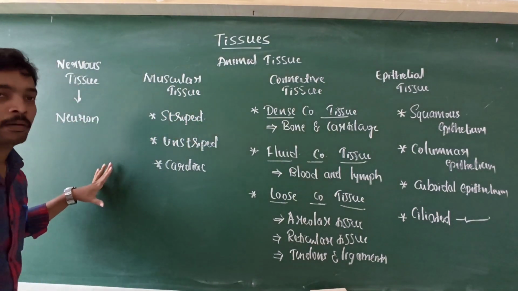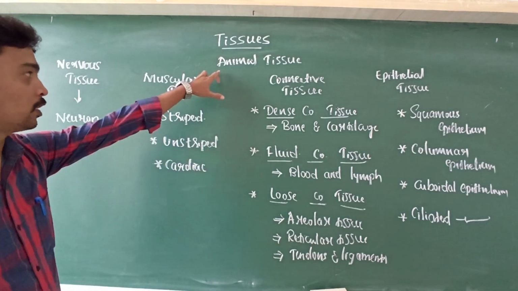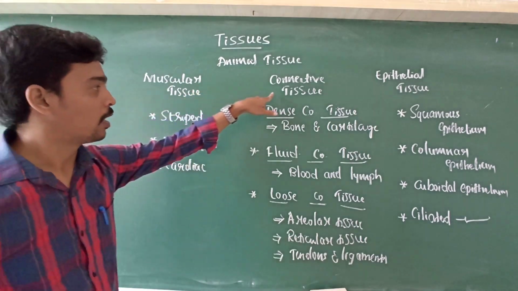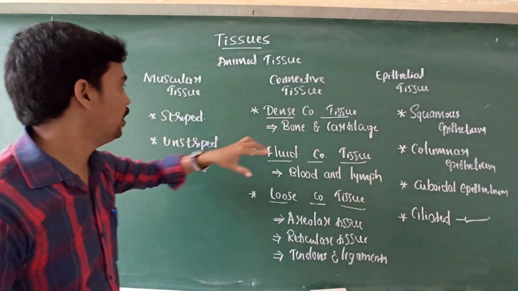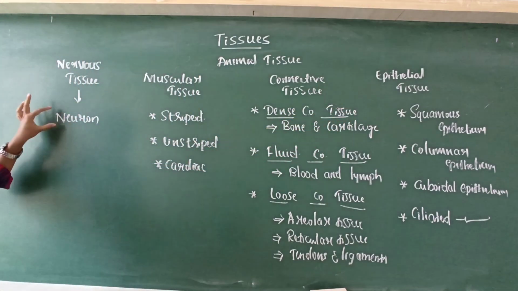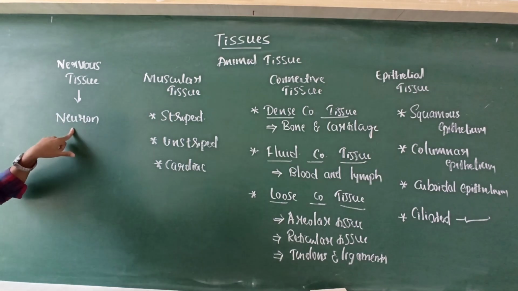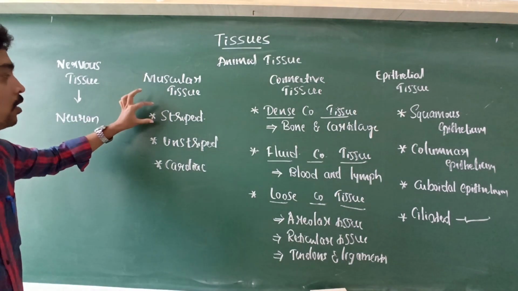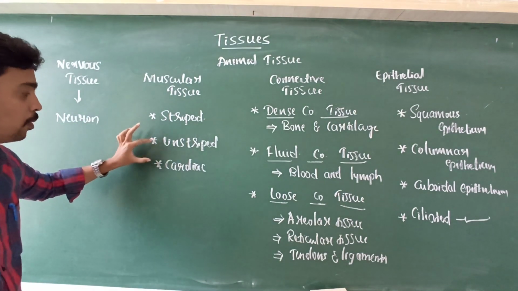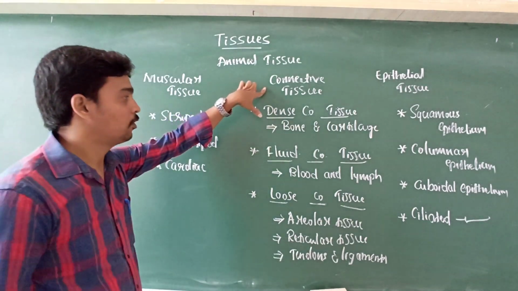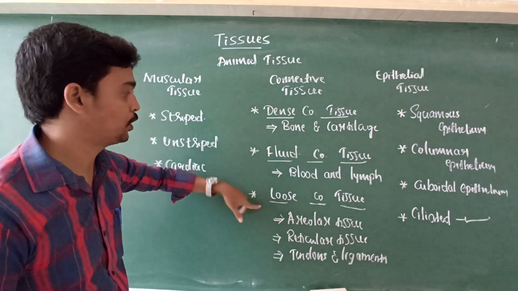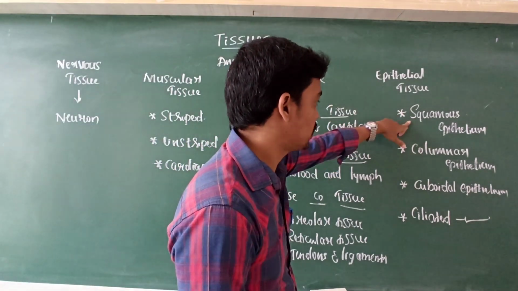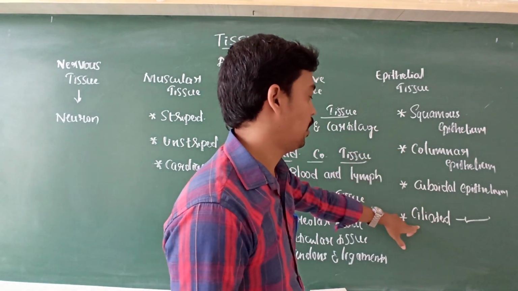This is regarding the complete animal tissue. Animal tissue is classified into four types: nervous tissue, muscular tissue, connective tissue, and epithelial tissue. Nervous tissue consists of the neuron, the basic unit of the nervous system, its structure and functions, and the diagram. Muscular tissue has three types: striated, unstriated, and cardiac muscles. Connective tissue is dense, fluid, and loose. Epithelial tissue has four types: squamous, columnar, cuboidal, and ciliated epithelium.